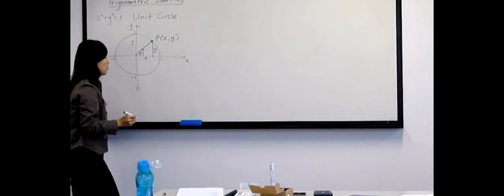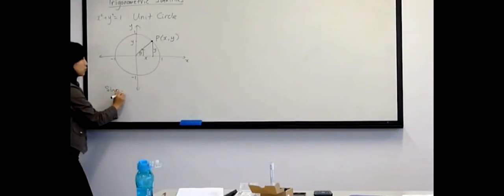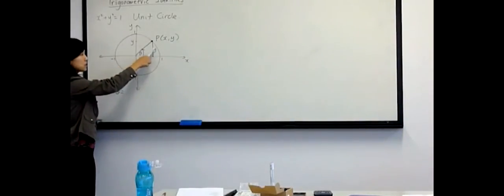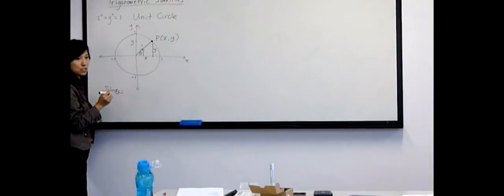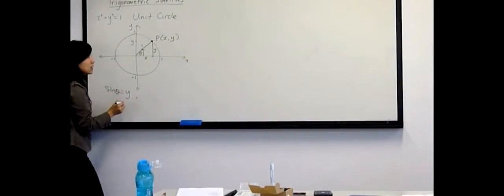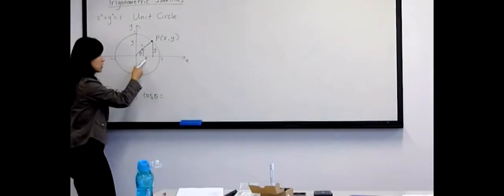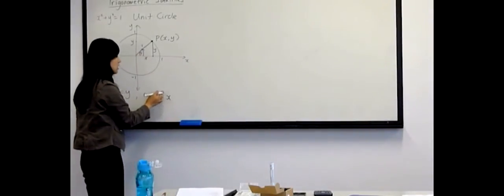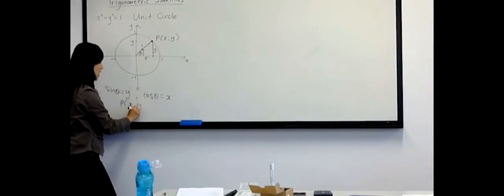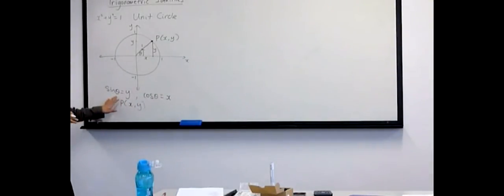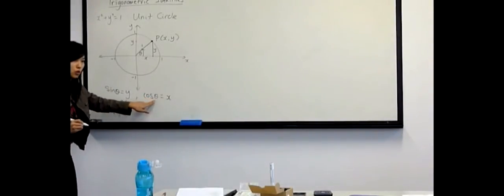So in other words, this will be x and y. Can we see what sine theta is equal to? Sine theta is opposite over hypotenuse, which is y over 1, because that's the radius of the circle, which is 1. And what is cos theta? Equal to x over 1, which is x. Now, can you see that the point x, y can be rewritten in terms of theta? Because we know that x is equal to cos theta and y is equal to sine theta.